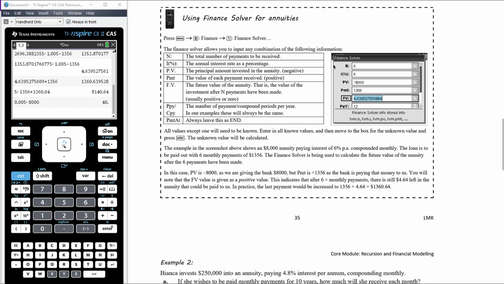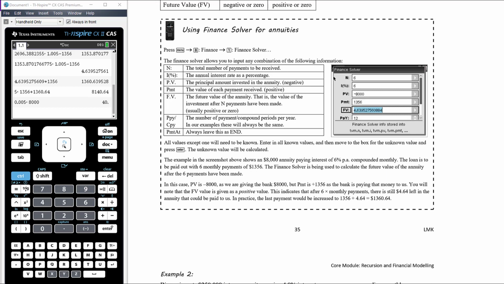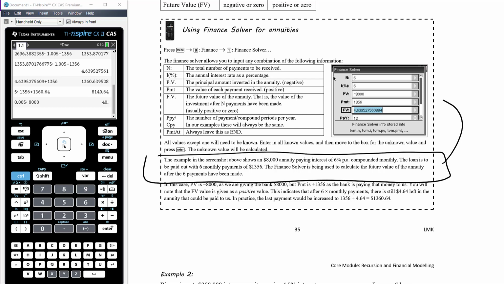Okay, so again, using Finance Solver, all the same values, but this time it's really just about switching around where the positives and negatives sit. So if we have this example here, which is shown in the screenshot above, it shows an $8,000 annuity, so the principal value is negative $8,000 because that was invested into the bank, paying interest of 6% per annum, compounded monthly, so that's our 12, and there'll be a 12 in the CPY as well. And then the annuity is to be paid out with 6 monthly payments, so the number of payments is 6, and the payments are $1,356.